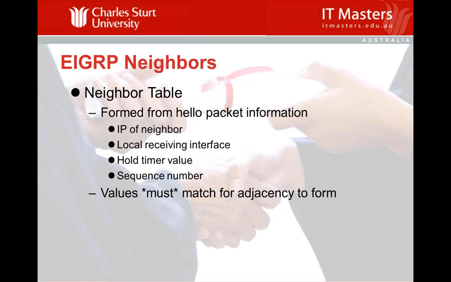The other thing to note is that adjacencies won't form unless you're using the primary IP address on your interface and the subnet masks on both sides match. So you can't have a /8 on one side and a /16 on the other. Even though from a point-to-point perspective that may work, from a routing protocol perspective it can't work. And you also can't use secondary addresses.